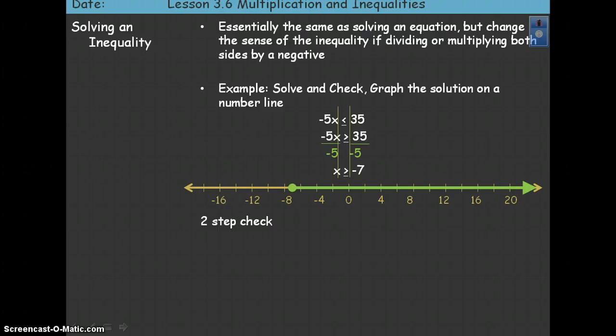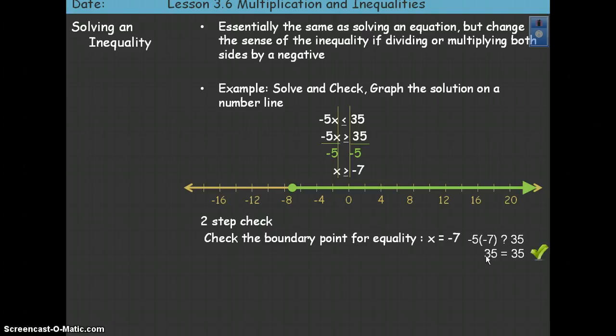We always want to check the boundary point. Is this -7 the correct value? The boundary point we check for equality, meaning does it make the original statement a true equation, a true equal to. So if I substitute in a -7 for x, I would multiply, and I found out that 35 equals 35, which makes this boundary point accurate.